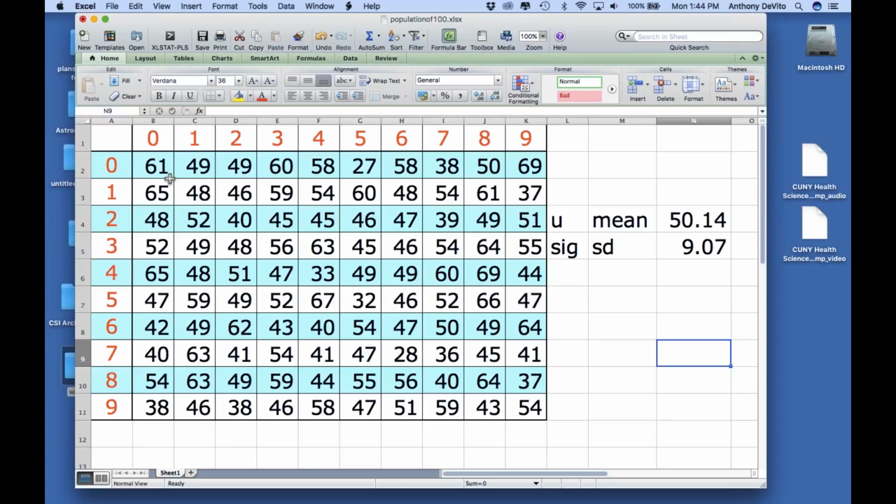What we're going to do now is sample this population. We've got 100 people. Let's take a sample size of 9 people from this population. I'm going to ask you to randomly choose 9 people, and the way you identify them is just like an Excel spreadsheet, by row and column: row 2, column 4 would be 45. Row 5, column 6 would be 46, right?